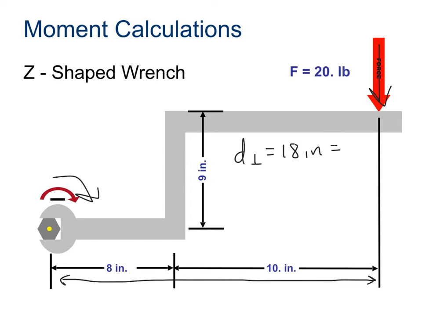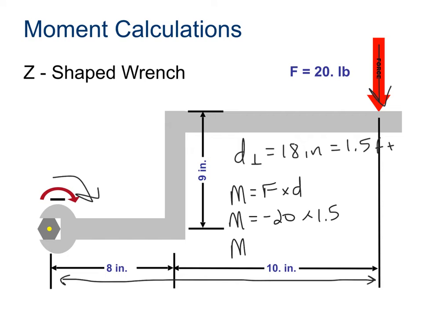But I need that to be in feet. That is 1.5 feet. Now that I've got that, I can go ahead and solve. So I've got my moment equals the force times the distance. Moment equals negative 20 times 1.5. And that equals out to be negative 30 foot-pounds.